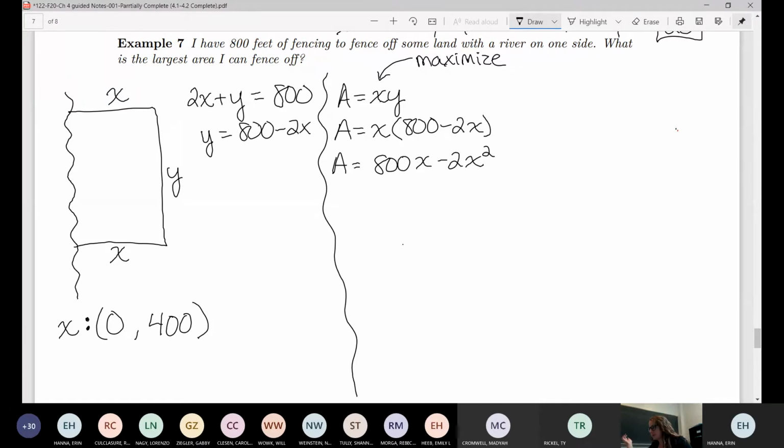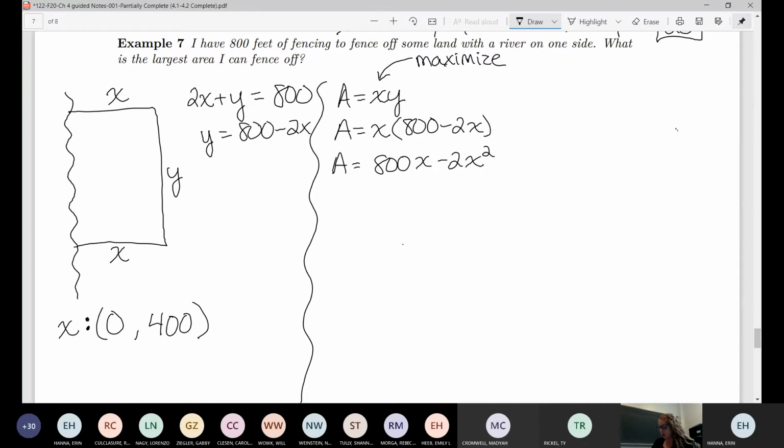Anyway, so I'll wait a couple seconds in case someone's typing a question about that. But now that we have our interval that we're working over and our equation, we can maximize it. Sorry, I still haven't recovered from choking on my water.